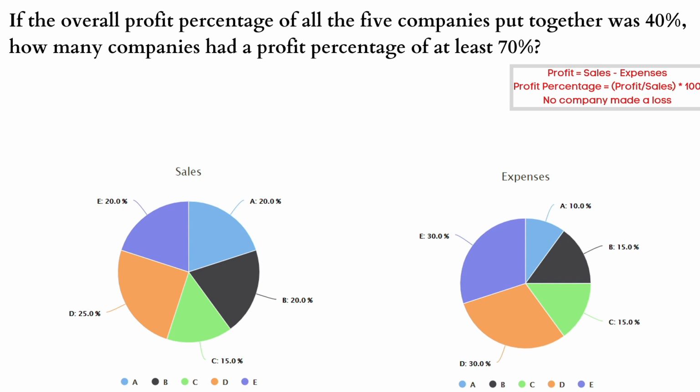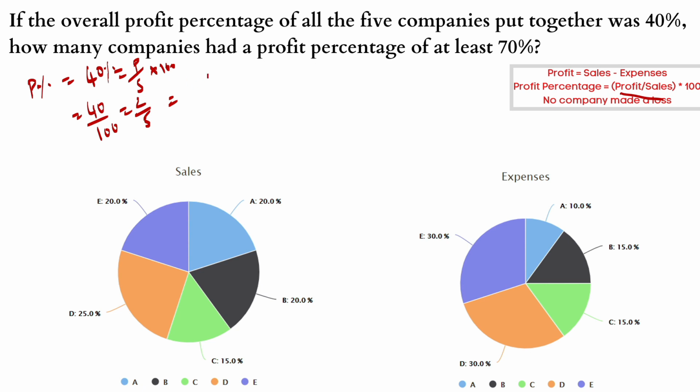If the overall profit percentage of all the 5 companies put together was 40%, how many companies had a profit percentage of at least 70%? So here we are given that the profit percentage is equal to 40. What is profit percentage? It's profit by sales into 100, right? So 40% means 40 by 100, which is equal to 2 by 5.